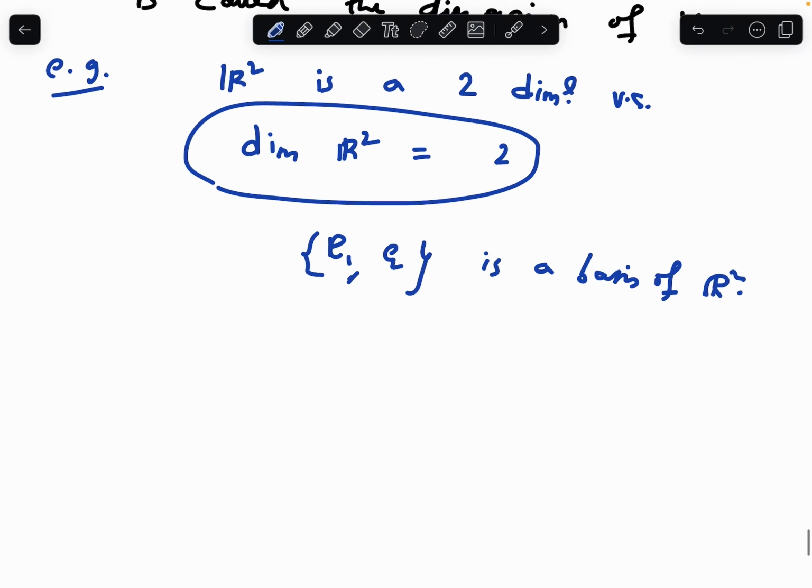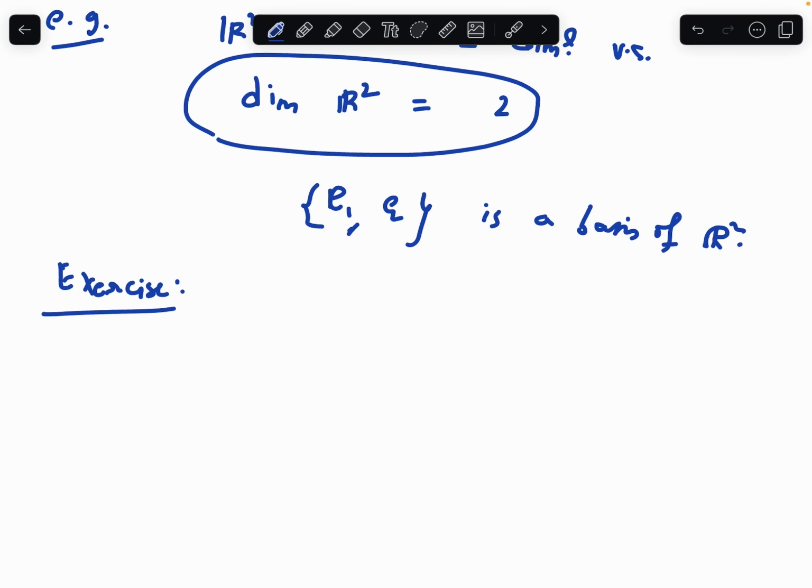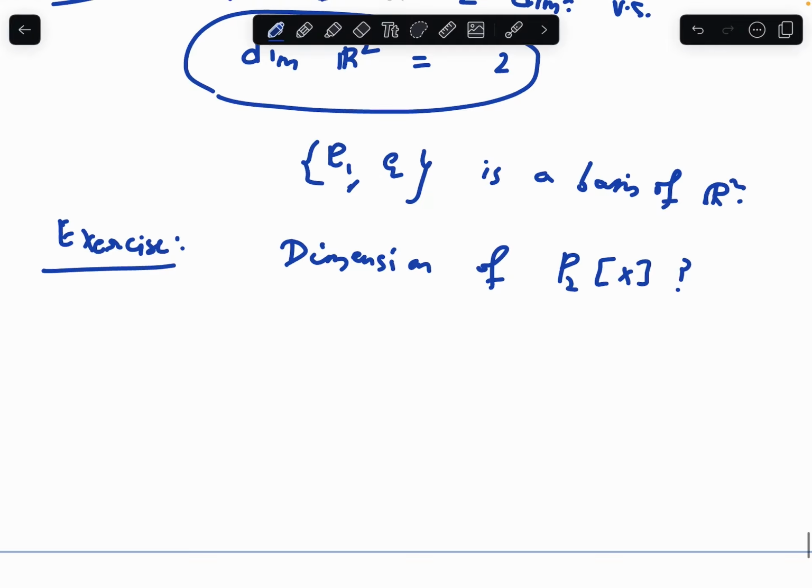Now, an exercise problem for you, which you can answer in the comments. Tell me the dimension of P2(x). So P2(x) is our friend that we met earlier in this video and in the last video as well.